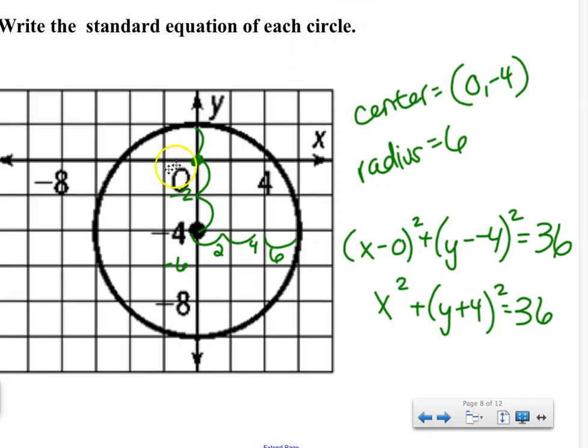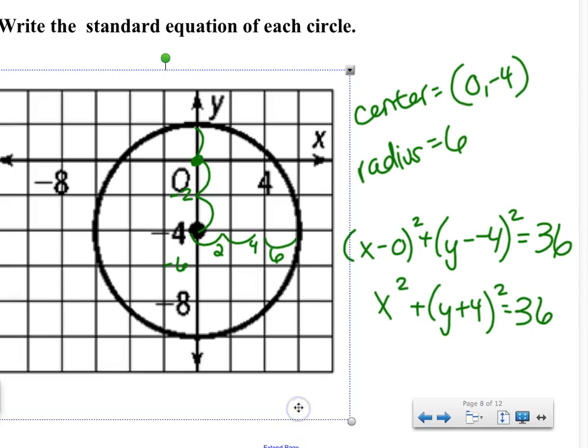And that center was at 0, -4. So when you plug it into your equation, you'd have x minus 0, which you simplify further and just write x squared. Okay. And then you should have had y plus 4, and that would have been 36, because 6 squared is 36. Okay, so if you got 9, that's where you messed up on that one.